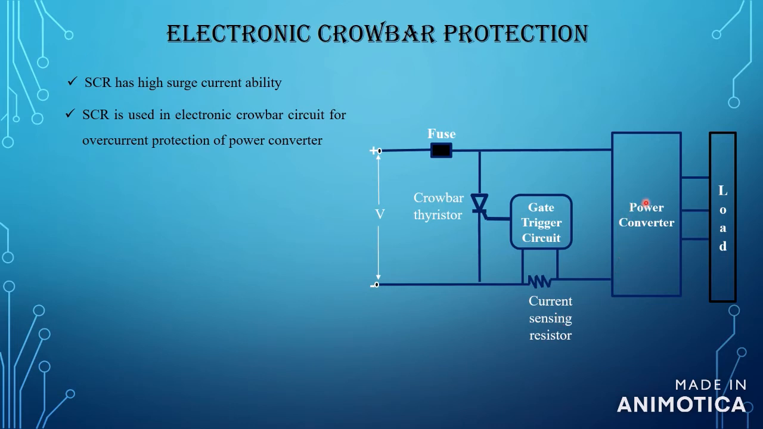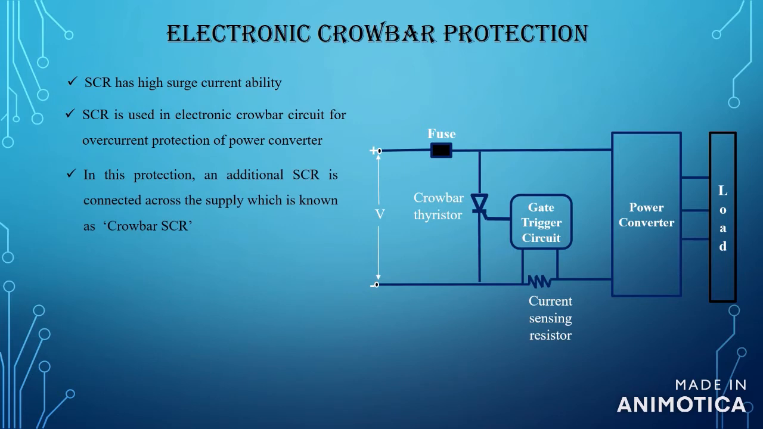Whenever the current of this power converter exceeds the rated value, it is sensed by the current sensing resistor. As and when the current exceeds the preset value, the crowbar thyristor will be triggered. Once it is triggered, it will start conducting, and this conducting thyristor will act as a short circuit across this supply voltage. So this will provide a path for the overcurrent, thereby protecting this power converter. After some time, the fuse will get activated. That is, the fuse will break open and protect the thyristor.